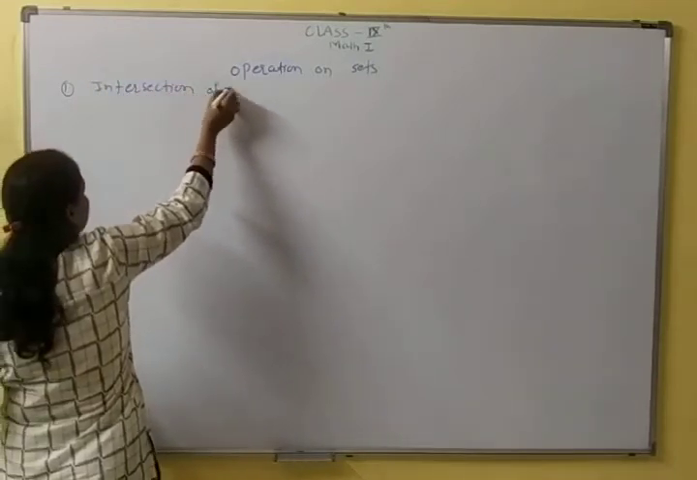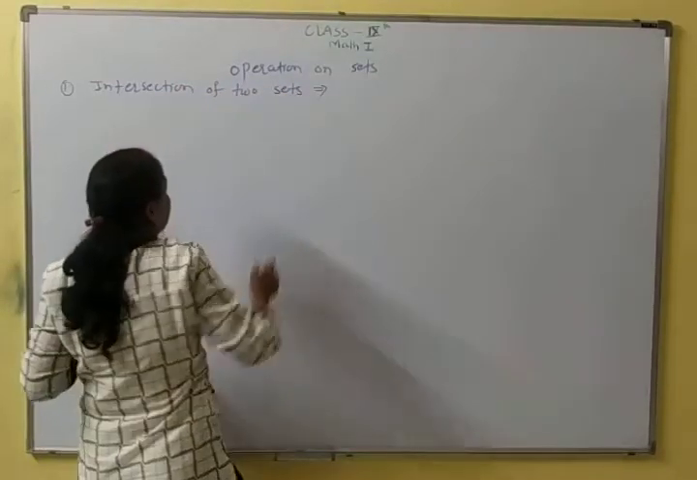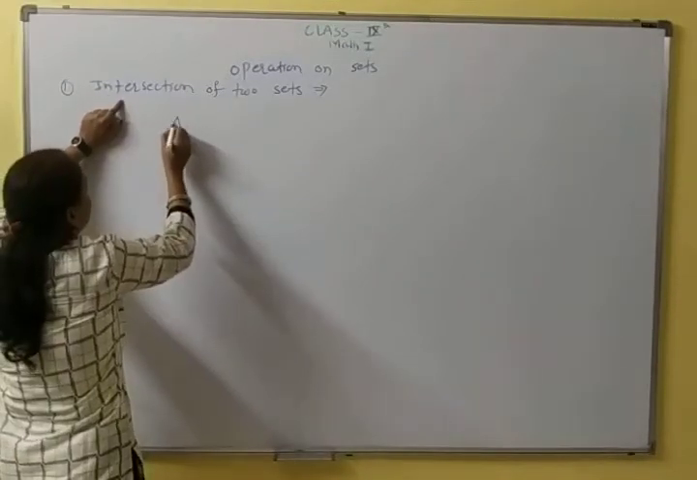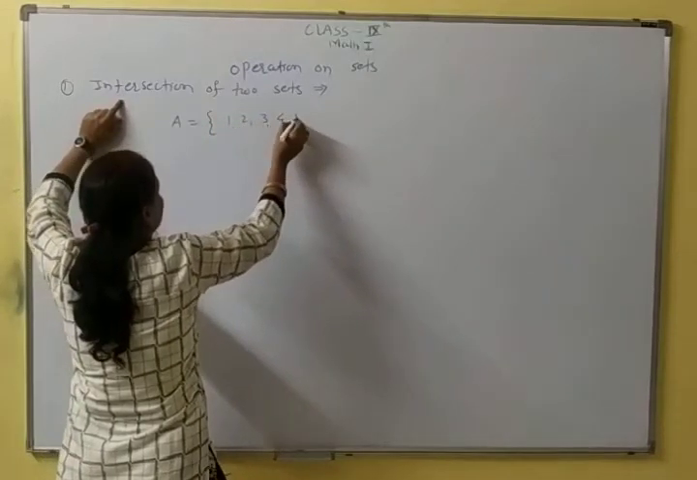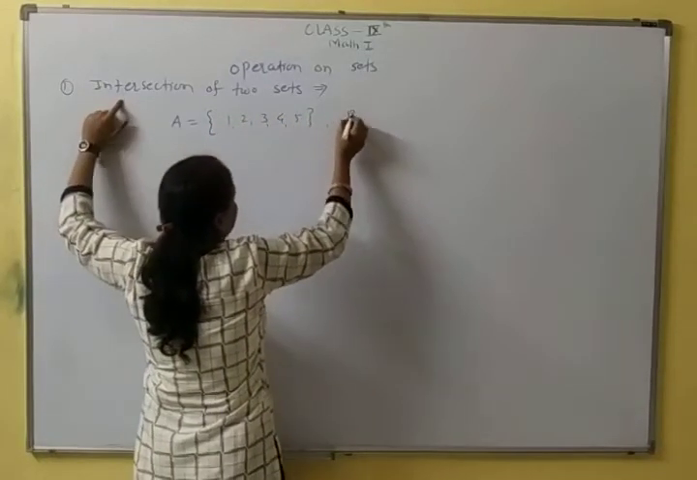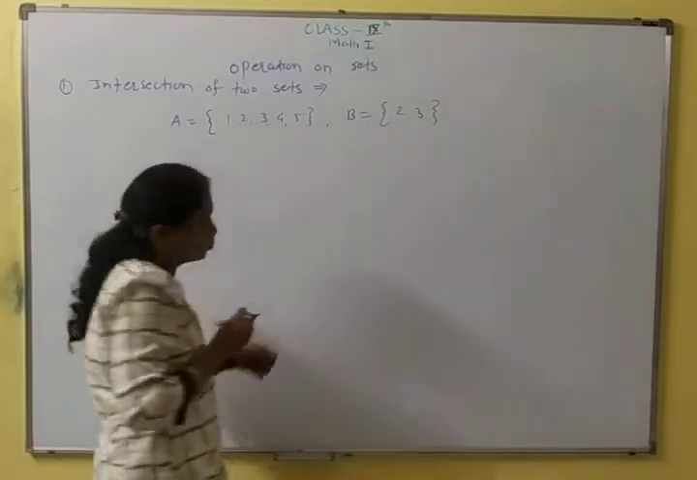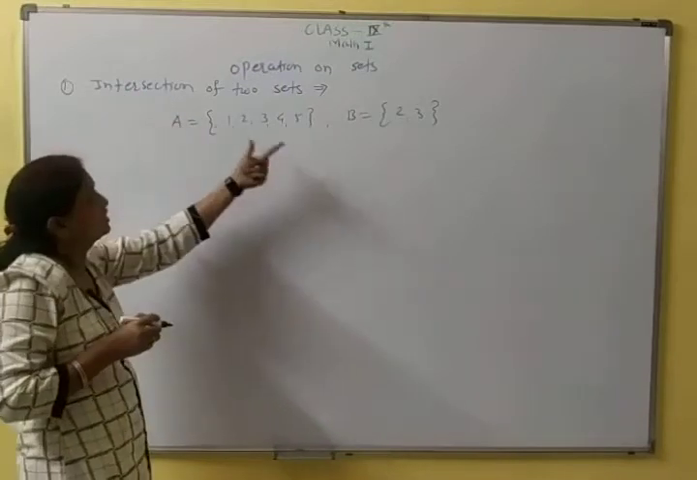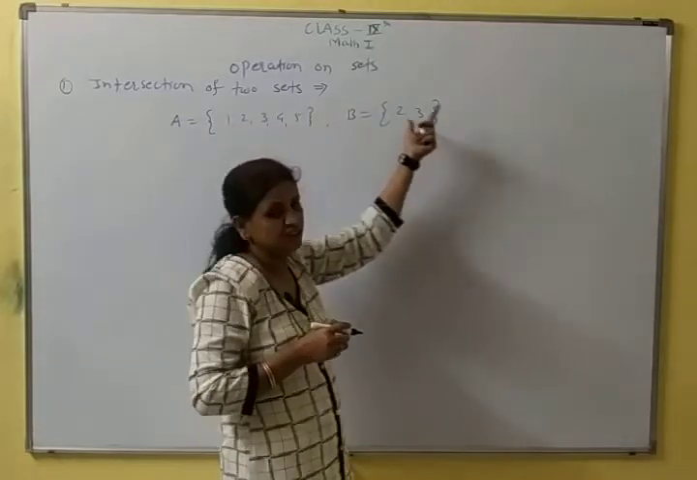Intersection of two sets. Here let A and B be two sets. A equal to 1, 2, 3, 4, 5 and B equal to 2, 3. A and B both are different sets. Then what is meant by intersection? In these two sets A and B, A is a set of natural numbers, and B is also a set of natural numbers.